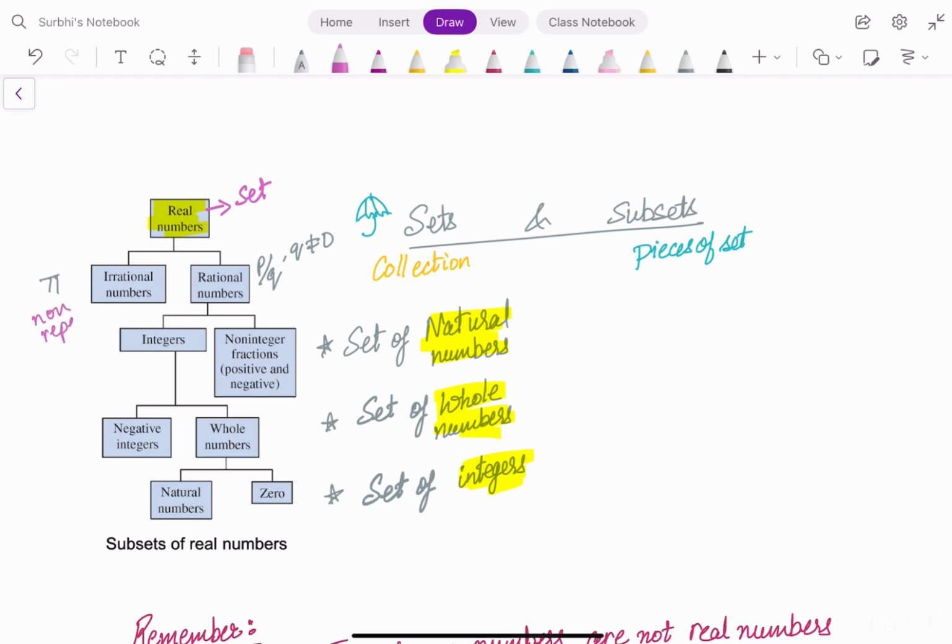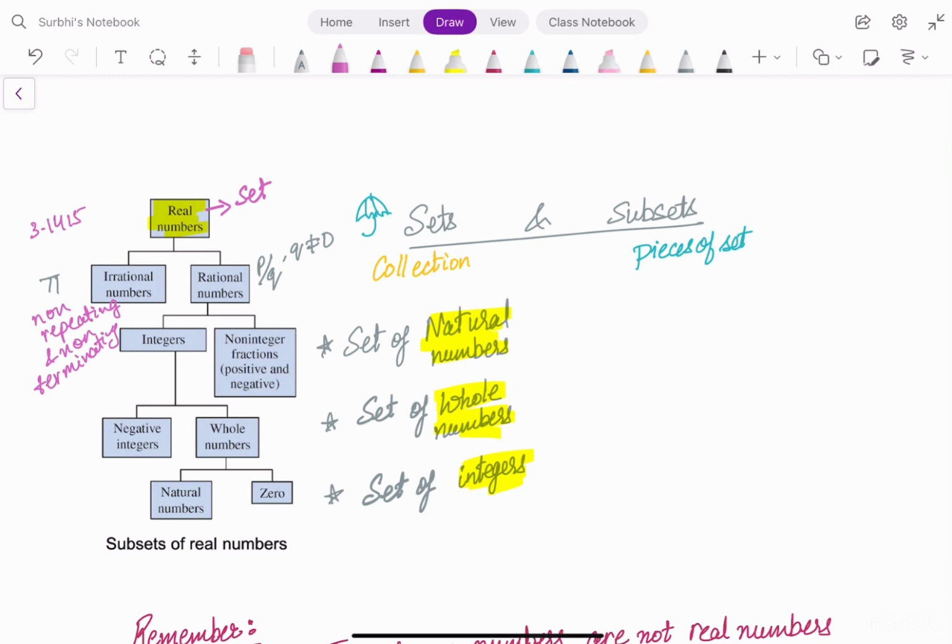Irrational numbers are non-repeating decimals, and they are non-terminating decimals. The best example is pi. Pi keeps on continuing, 3.1415 and so on. The decimal continues with no specific pattern in pi. So those numbers are irrational numbers, right?